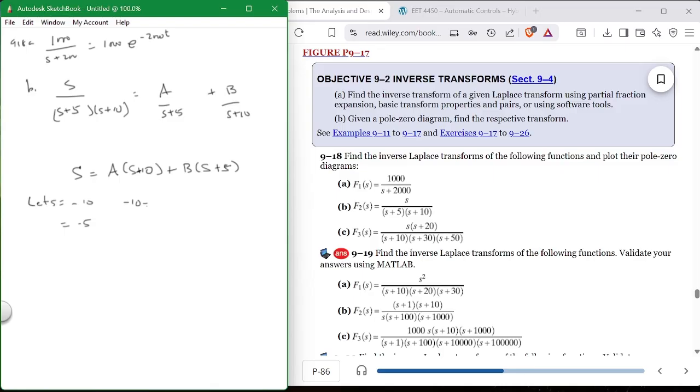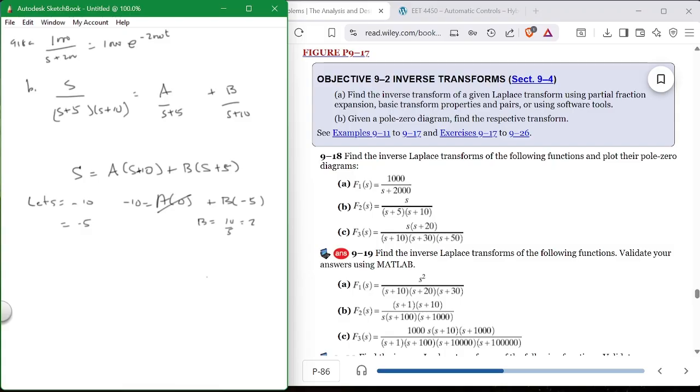Minus 10 is equal to A times S plus 10, which is what? 0, plus B times minus 10 plus 5, or what? Minus 5. Everybody agree with that? A term goes away. B term's equal to what? 10 over 5. 2.